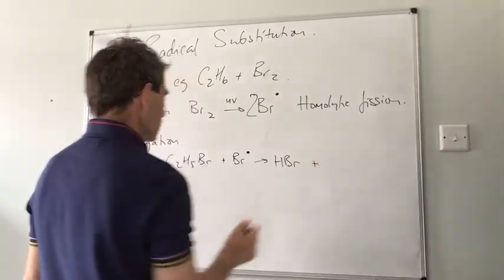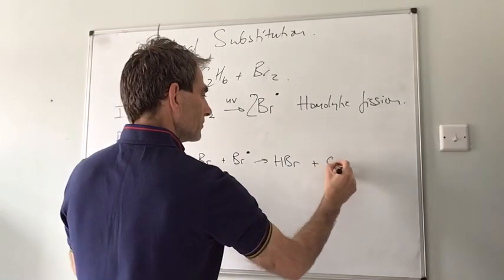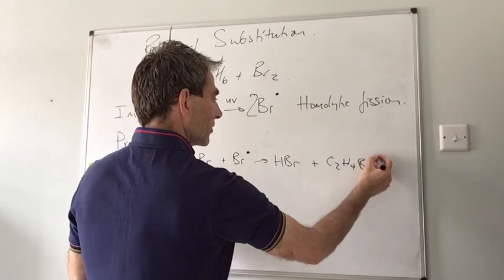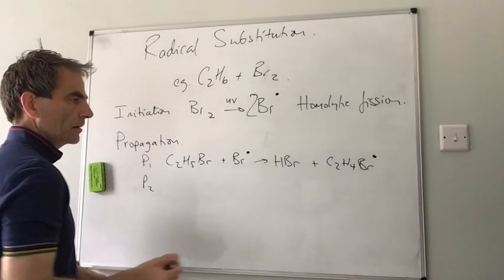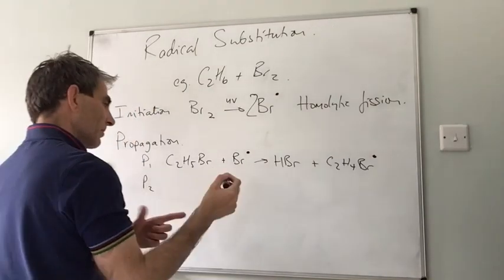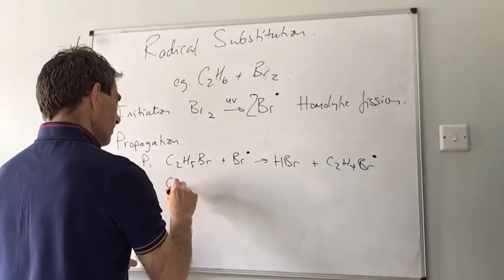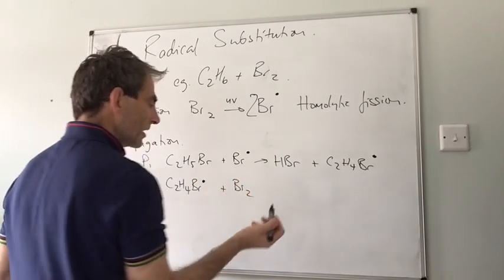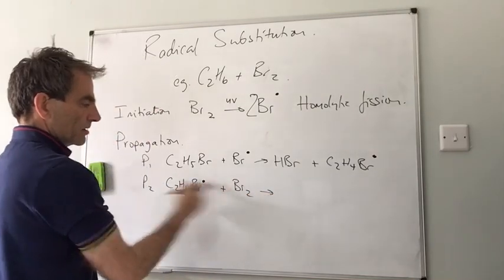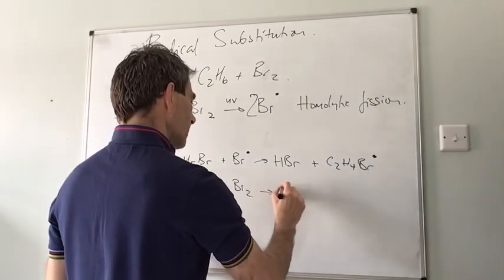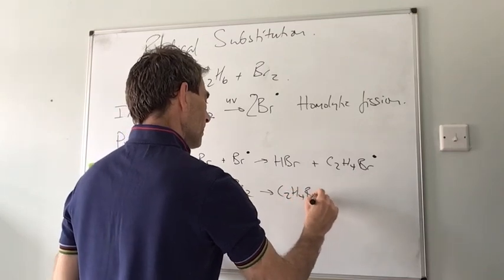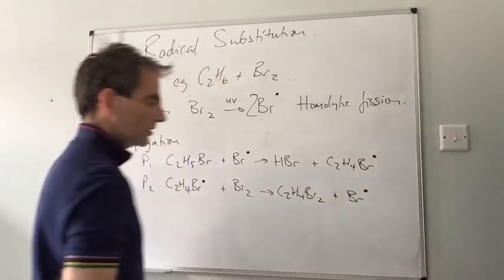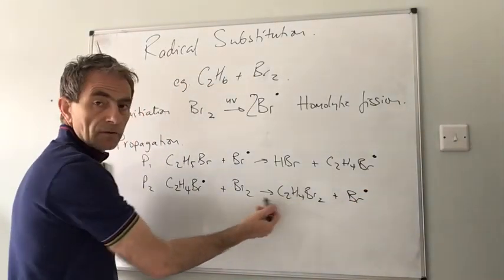So what's that going to leave us with? It's going to leave us with C2H4Br, but that's now a radical. And if you remember what happened the last time, the C2H4Br radical can react with some bromine, the molecule. That's going to take one of the bromines away and the electron, so you're going to get C2H4Br2 and a bromine radical. And so that's how the dibromo product would form.